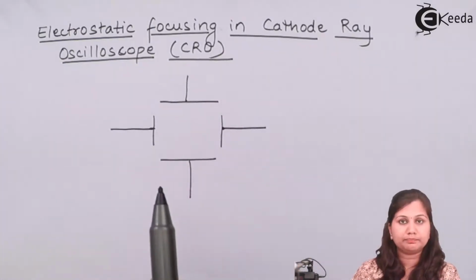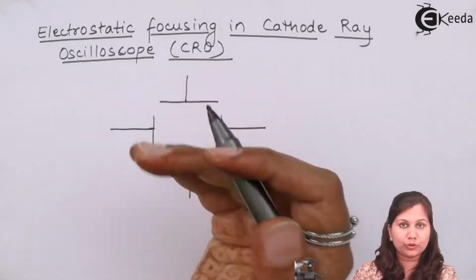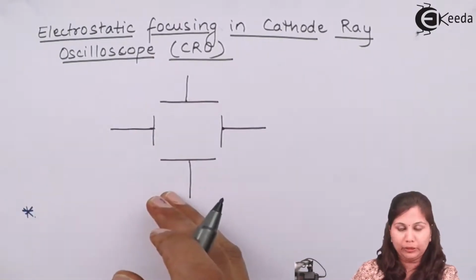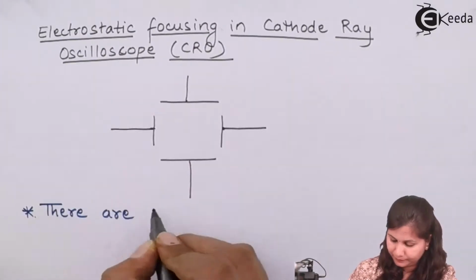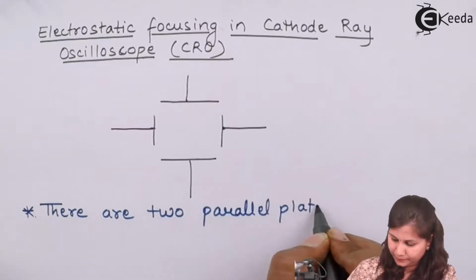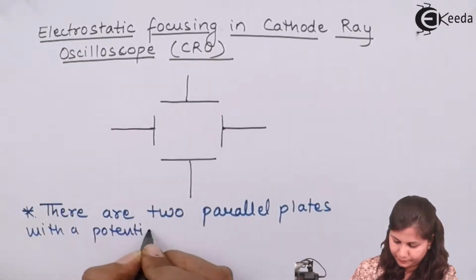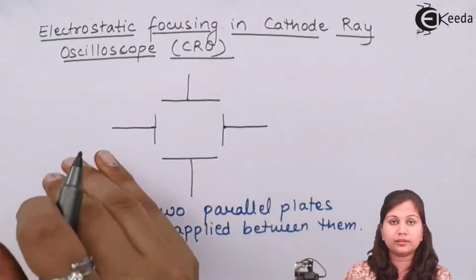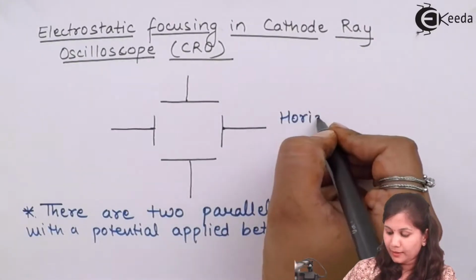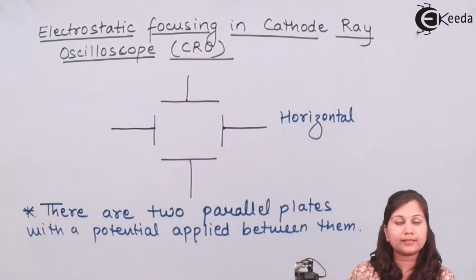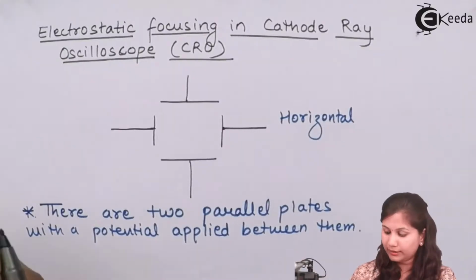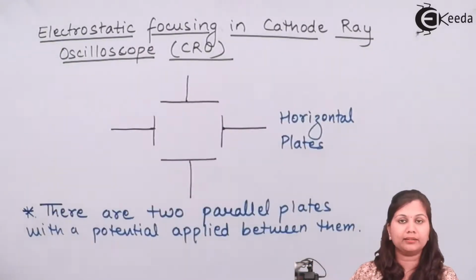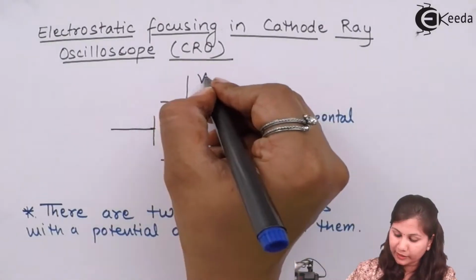Now, some voltage will be applied to these plates. So here we have two parallel plates with a potential applied between them. These are the horizontal plates, because these horizontal plates cause the movement of the beam of electrons in the horizontal direction, that is why they are known as the horizontal plates. And these vertical plates make the deflection in the vertical direction, that is why they are known as the vertical plates.